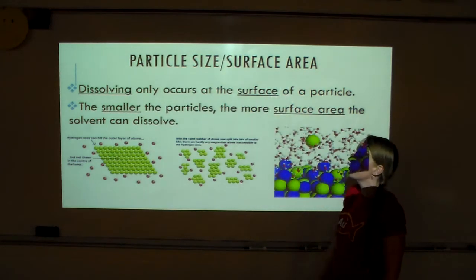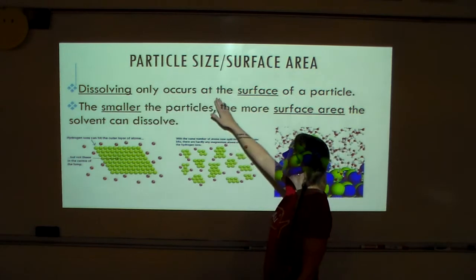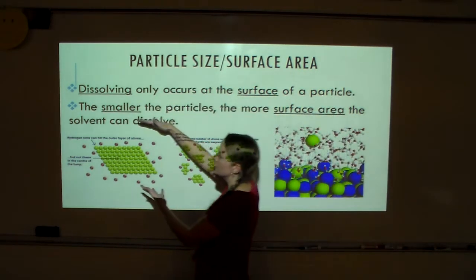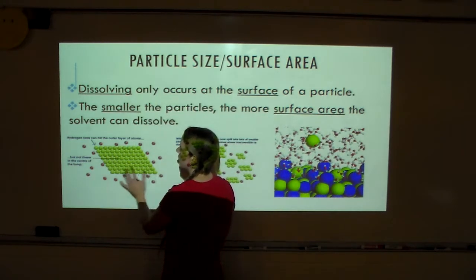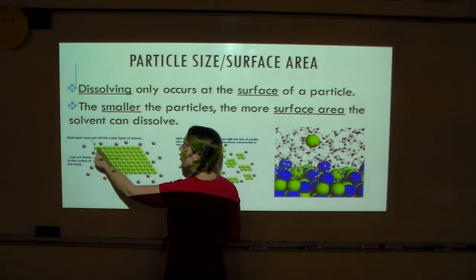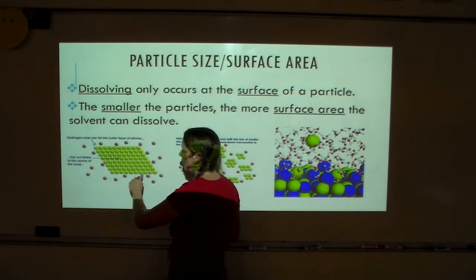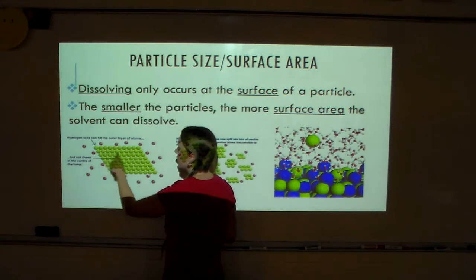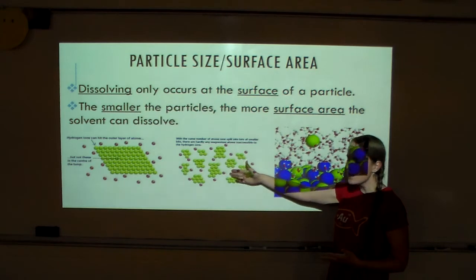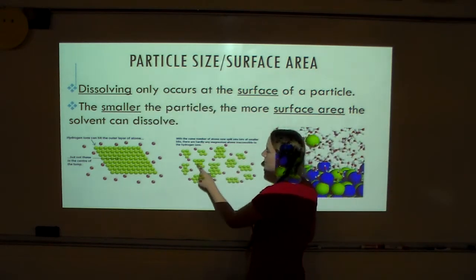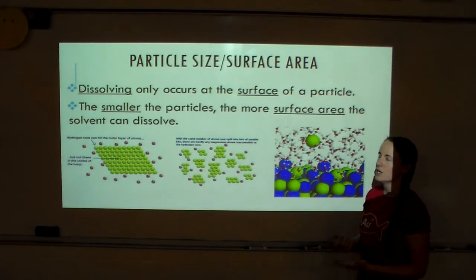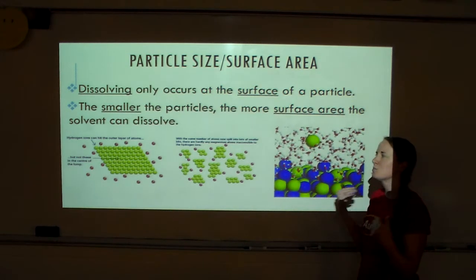Again, sometimes you'll hear it called either one. So dissolving only occurs at the surface of the particle. So when you put something into water, let's say this is a big old sugar cube, and this is water. The water molecules have to peel away one layer at a time of the sugar cube before it can even get to the center. Whereas if we crush the sugar cube up, then notice there's not as much middle here, so the water molecules can attack more of it quicker. Okay, that's why we crush things, to help speed that process up.